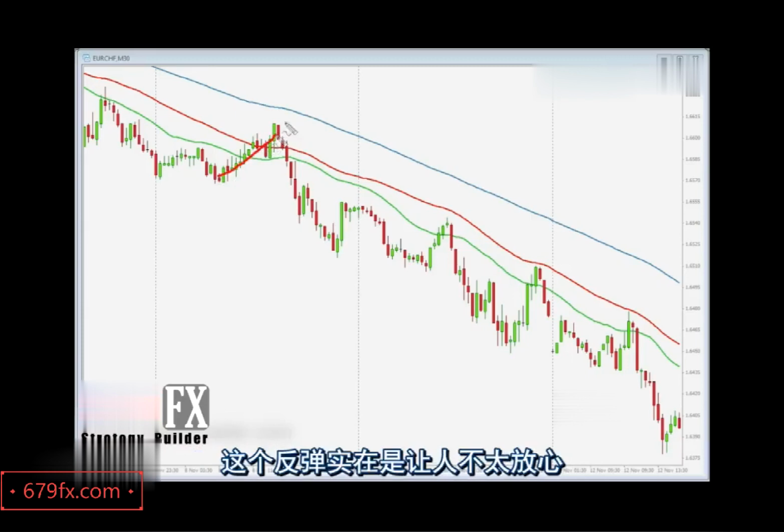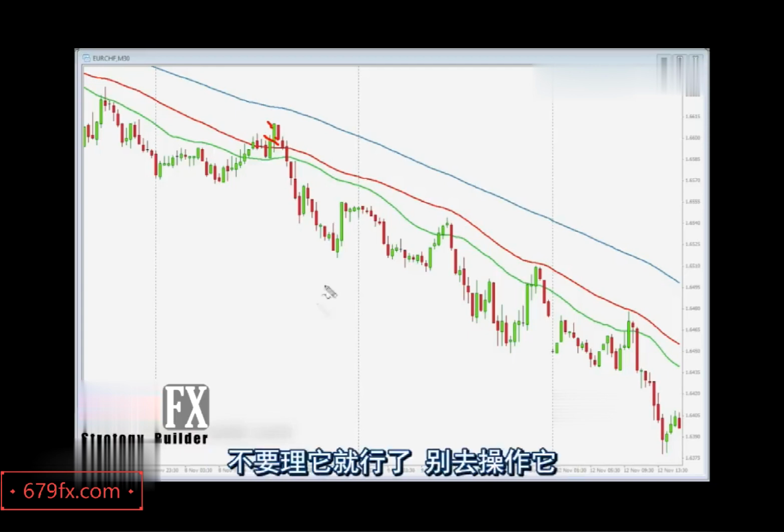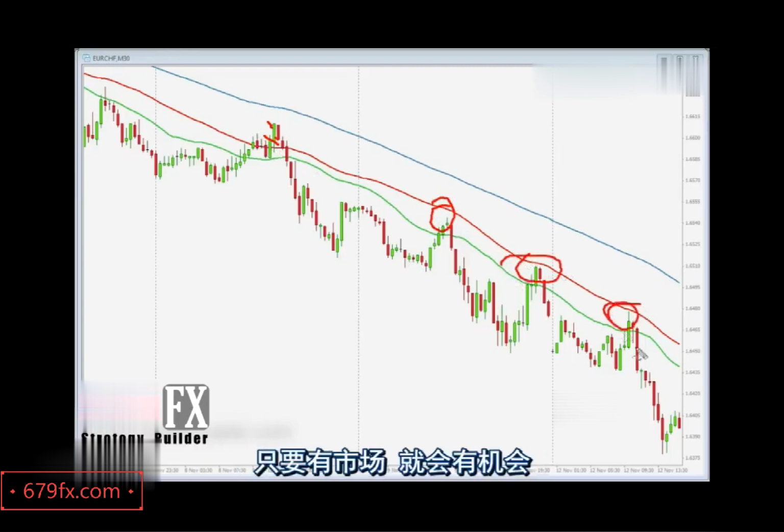If this pullback scared you out because it got too close to the 100 simple moving average, because you got 1, 2, 3 closes above the 50, which is not too many, 3 closes is not that many, really. It's not that bad. But anyway, if that sort of concerned you, just let it go. No worries. You will have another chance later on, and another one, and another one. The markets are going nowhere. There will be trading opportunities all around the clock and all across the board, no matter the currency pair, no matter the time frame.